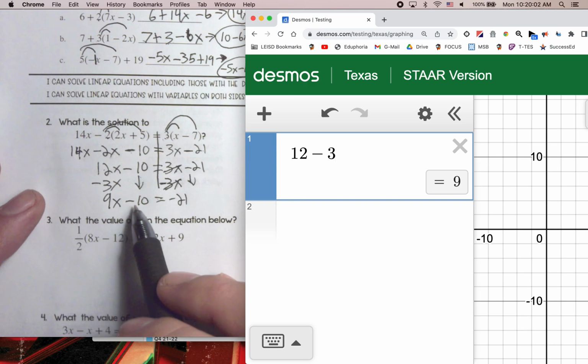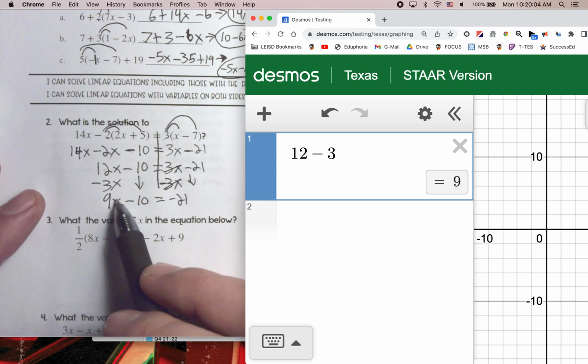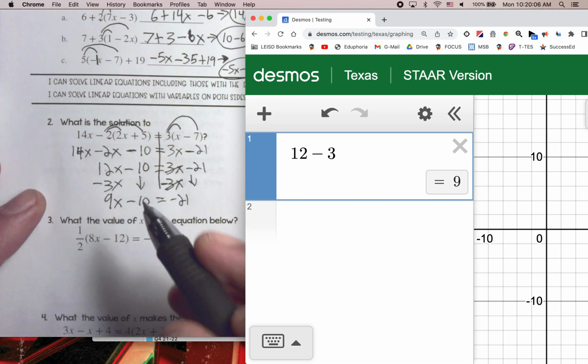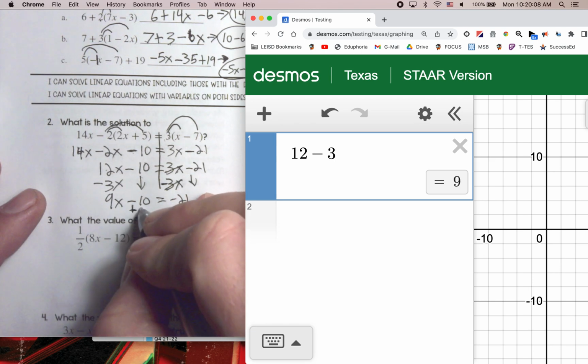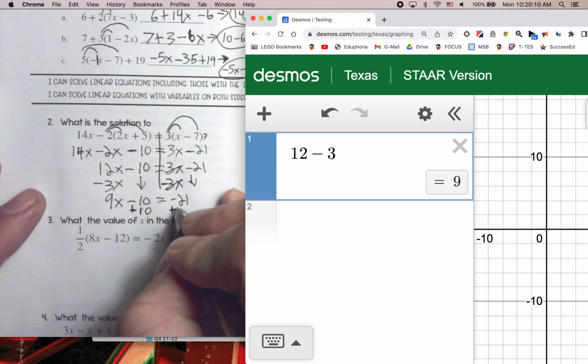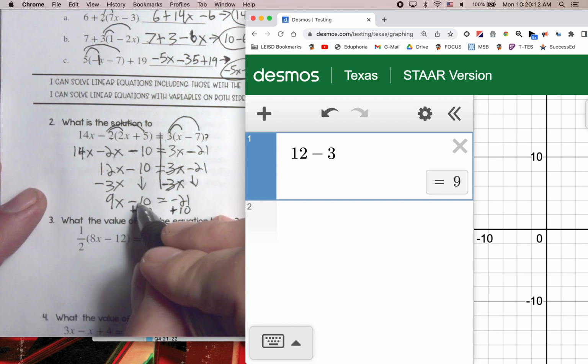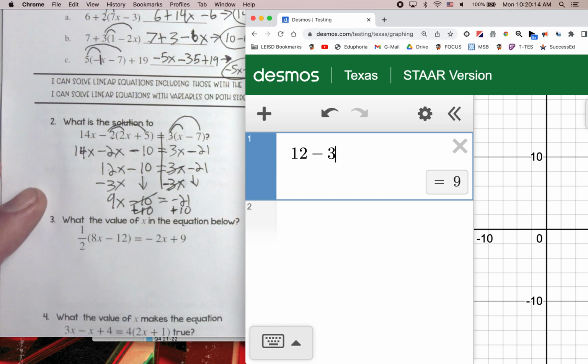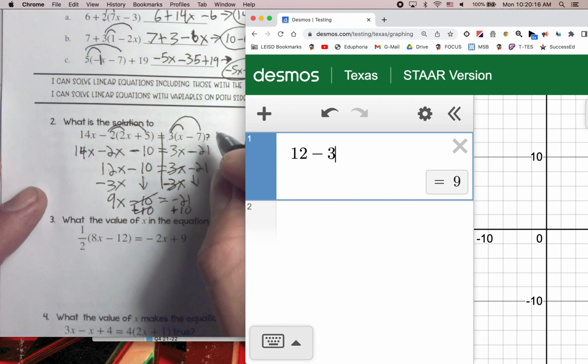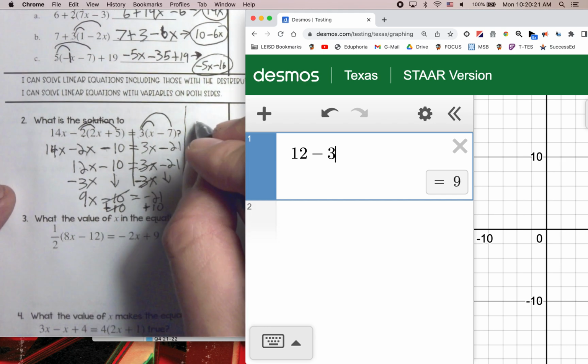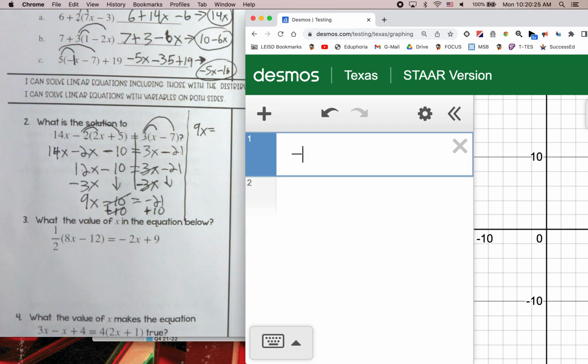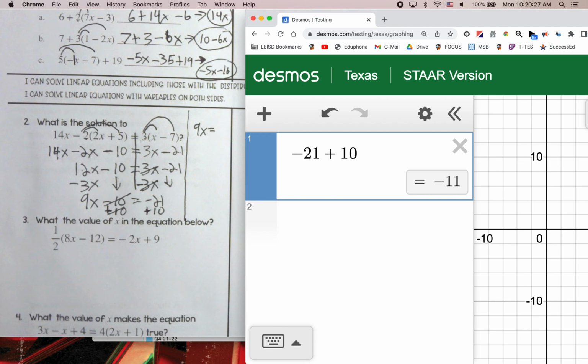Okay? Now, after I have collected variables on one side, I'm going to move my constants to the other side. So the straight up number that's on the left side with the x is minus 10. So the opposite of minus 10 is plus 10. And what you do on one side of the equal sign, you have to do on the other. Negative 10 plus 10 is 0. That's why we're getting rid of it. So I'm kind of running out of room, so I'm going to write it up here, okay? So I got 9x equals, and then negative 21 plus 10 is negative 11.